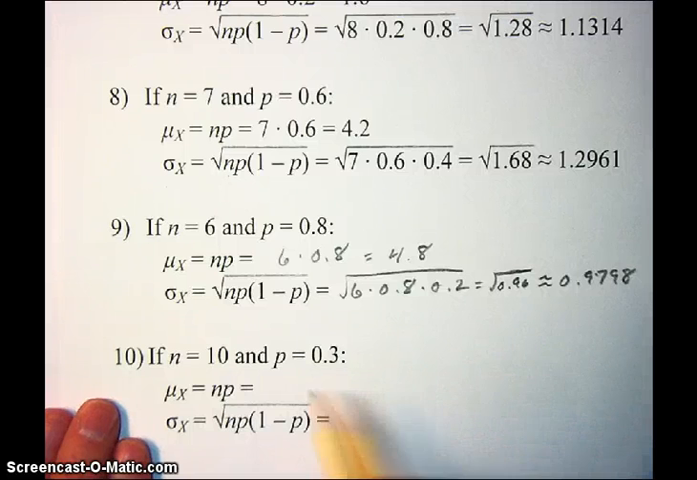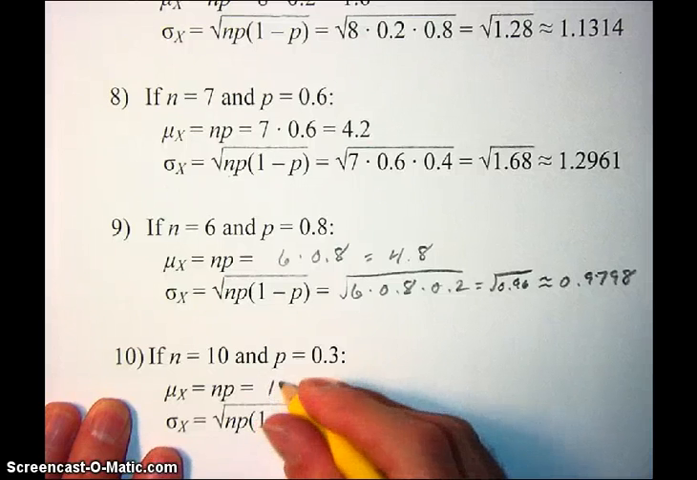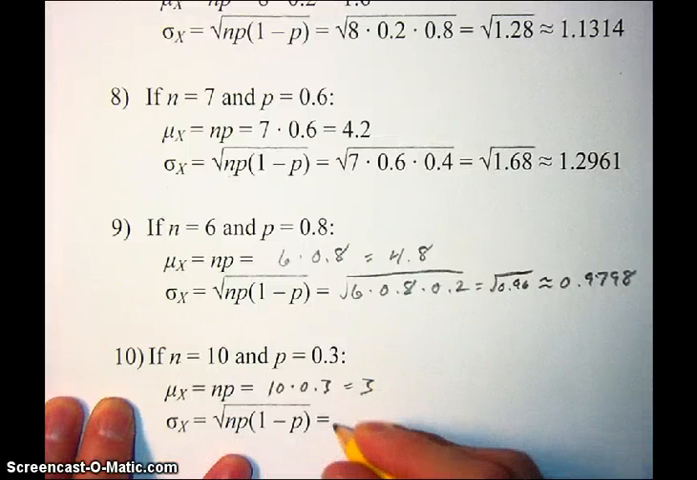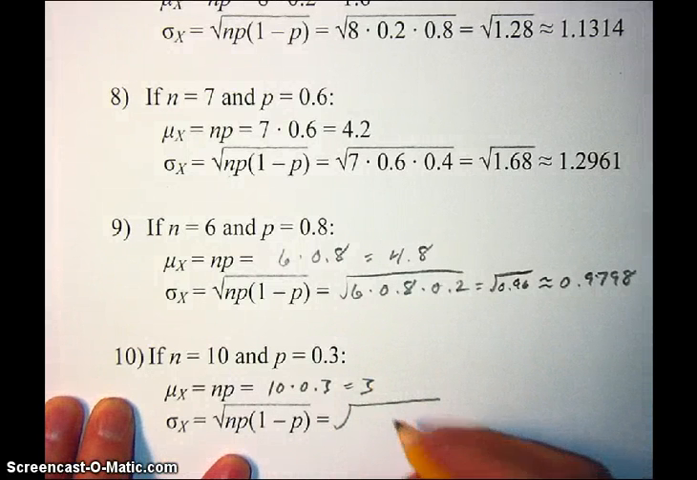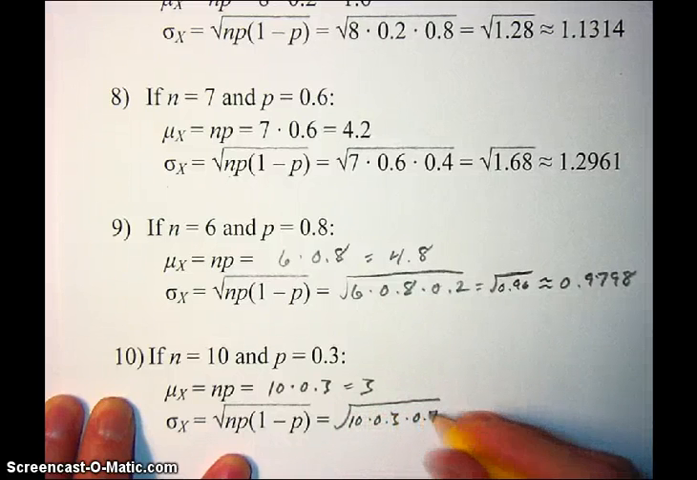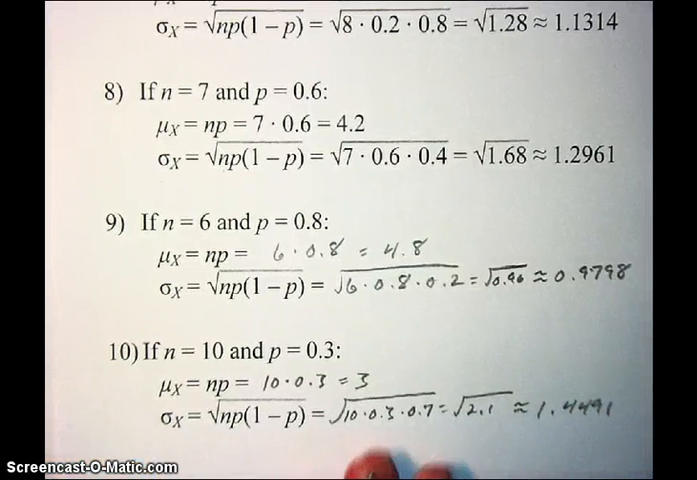On the second one here, number 10, if n is 10 and p is 0.3, then the expected number of successes would be 10 times 0.3, or 3, and the standard deviation of the number of successes would be the square root of 10 times 0.3 times 0.7. That is the square root of 2.1, which is approximately 1.4491. These formulas for the mean and standard deviation are going to be very important in what we're going to do next, and it'd be good to memorize them and practice them as much as you need.